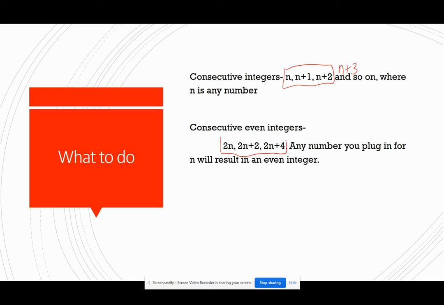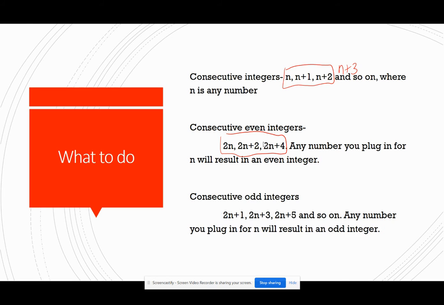The next thing we have to have memorized is the consecutive evens. So we start with 2n, 2n plus 2, 2n plus 4. So any number we plug in for n, we will get an even number, which is what we want. So this is also something we have to memorize. You start with 2n, then 2n plus 2, 2n plus 4. If we see the pattern, we're adding 2 every single time to our little constant term. So our next would be 2n plus 6 if we needed 4 of them.